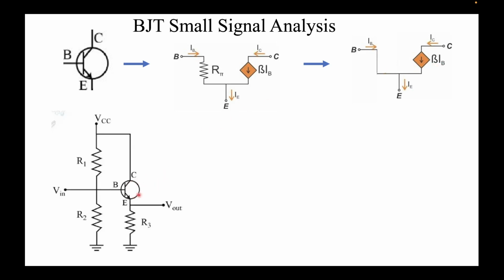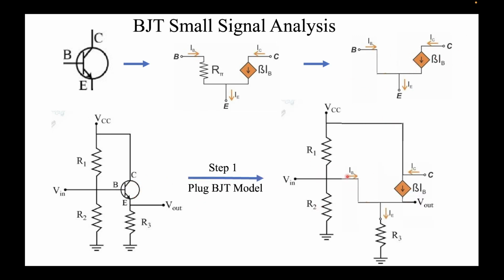So what I'll do, I'll simply replace this BJT with the BJT model that we have developed over here. So I've just done that. In removing this, R1, R2, VCC, V in all remain the same. R3 also remains the same, and the V out, the port remains the same. Just that base, collector and emitter have been replaced with this.